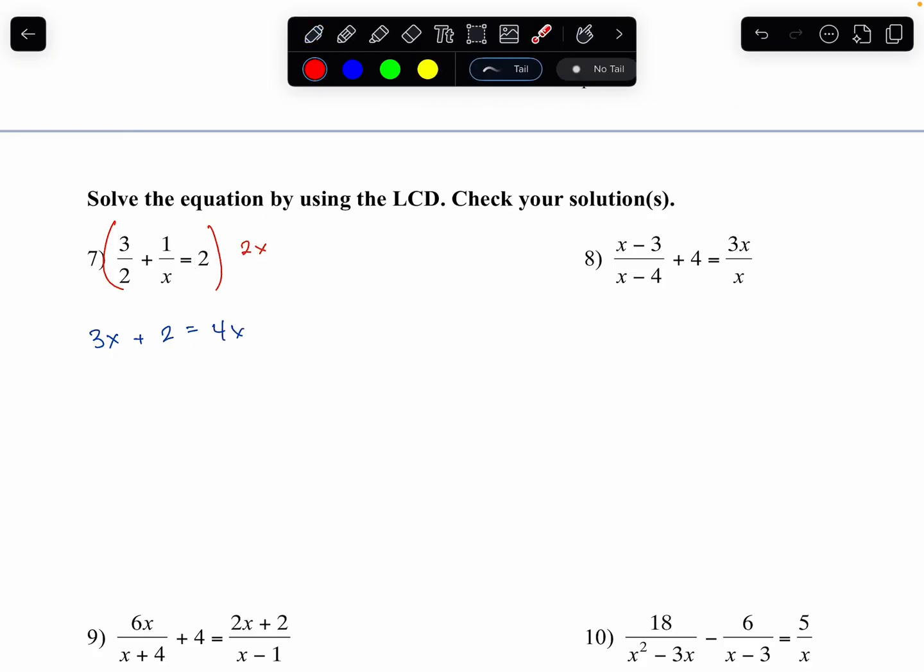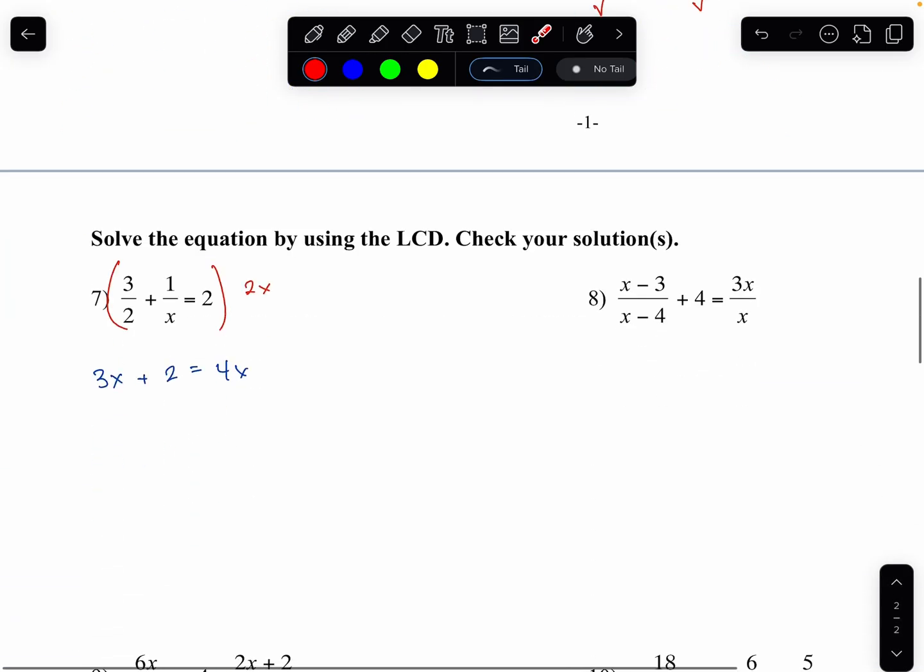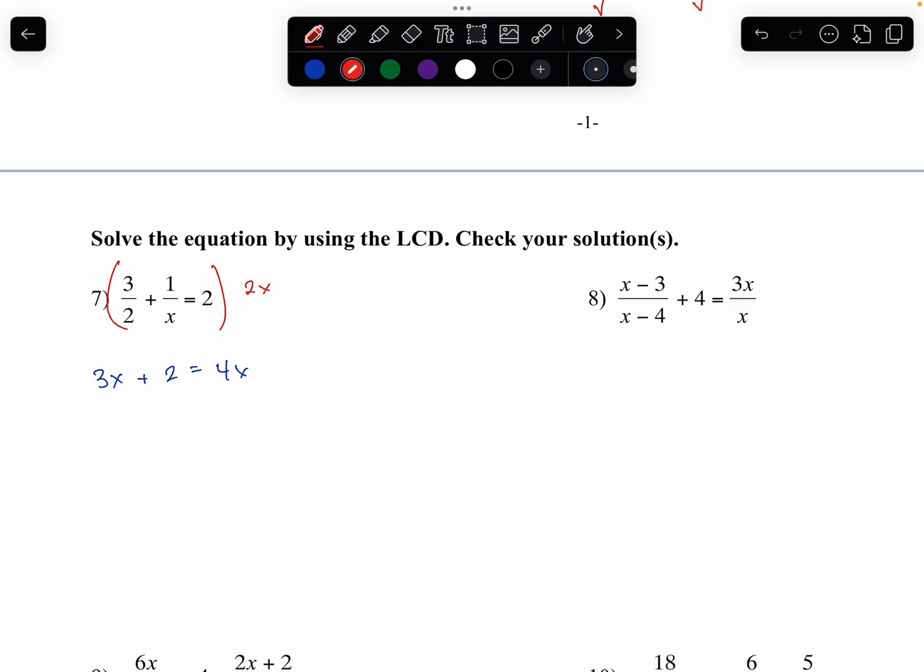But what we've just done by multiplying every term by the least common denominator is I've gotten rid of denominators. And now I can treat this like a linear expression, kind of just like what we did up here. So now I just solve for x. I'm going to subtract 3x. I get 2 is equal to x, and there you go.